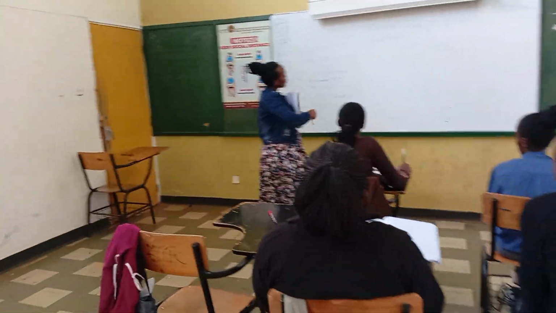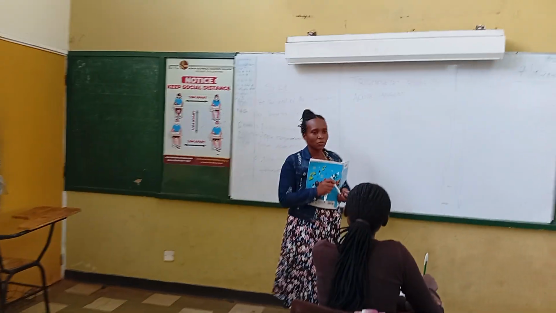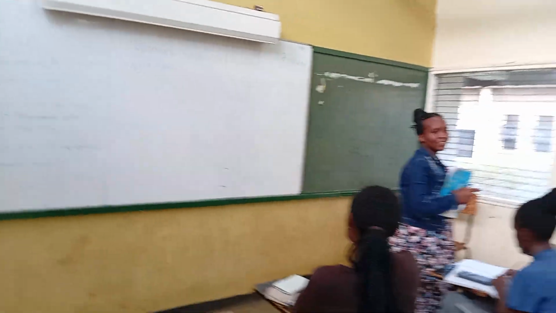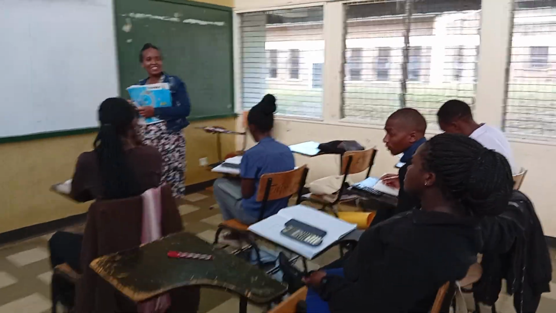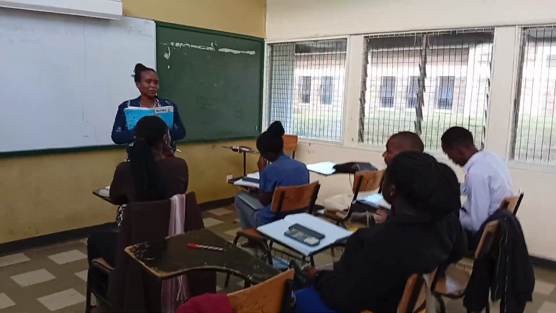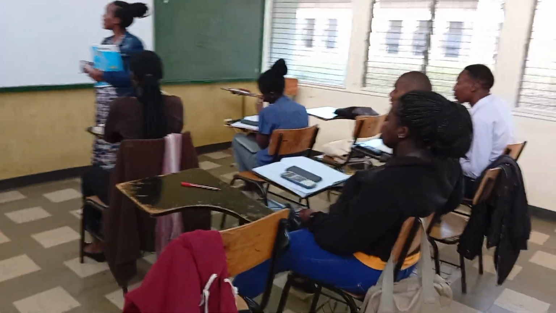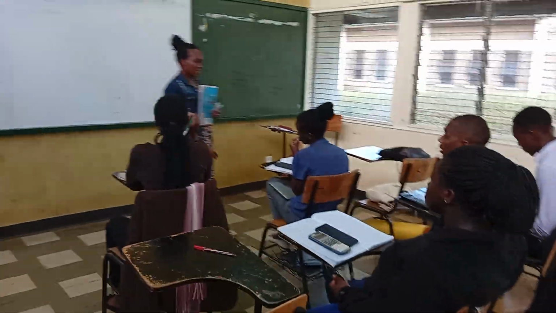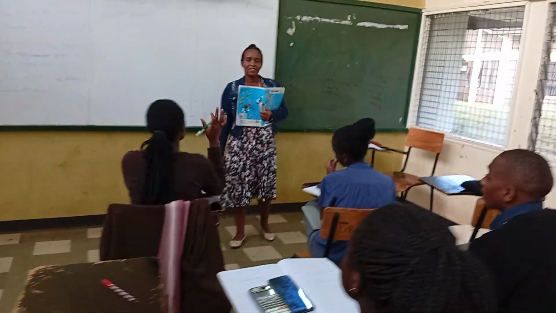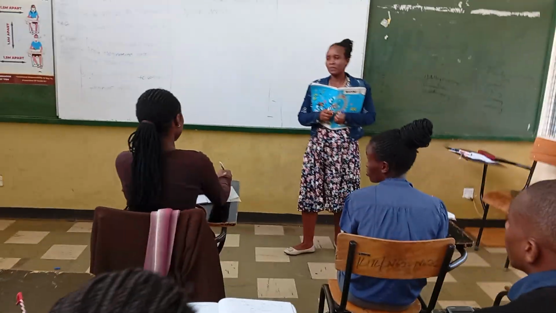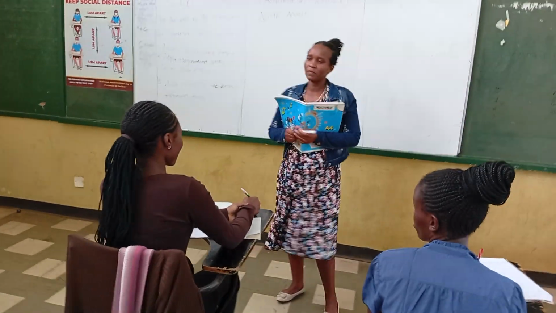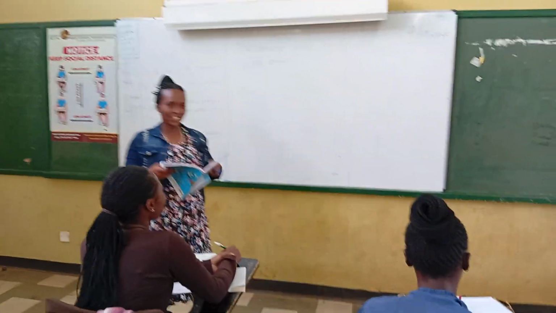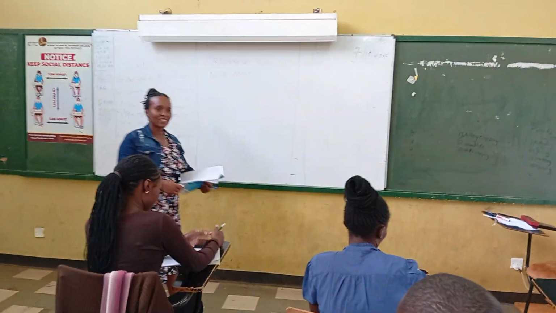Somebody to define trigonometry ratios. Trigonometric ratios are sine, cosine, and tangent. Correct. And finally, trigonometry ratios of acute angles. Acute angles are less than 90 degrees. Yes, correct. Somebody else with a different answer?